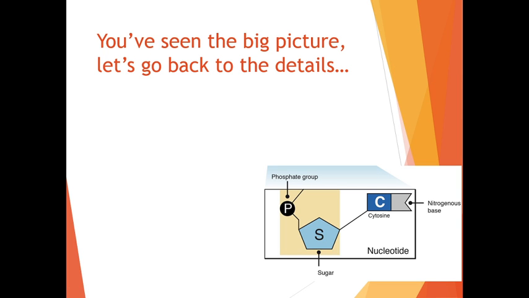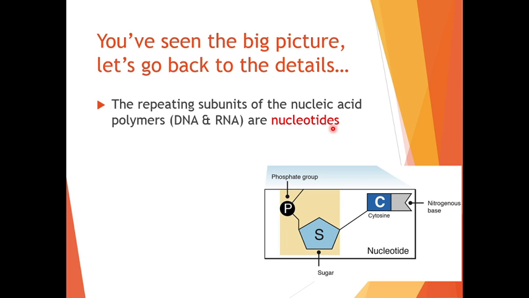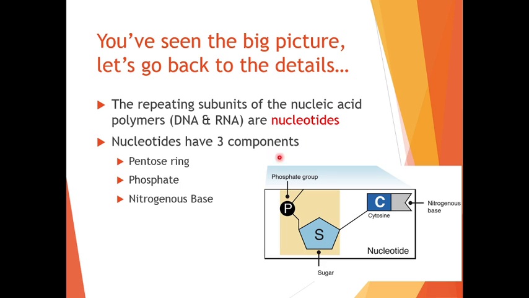Now that you have seen the big picture, let's go back to the details. The repeating subunit of the nucleic acid polymers, which are DNA and RNA, are nucleotides. Nucleotides, as I have said before, have three components: a pentose ring or a sugar, a phosphate, and a nitrogenous base, which can be either a pyrimidine or a purine.